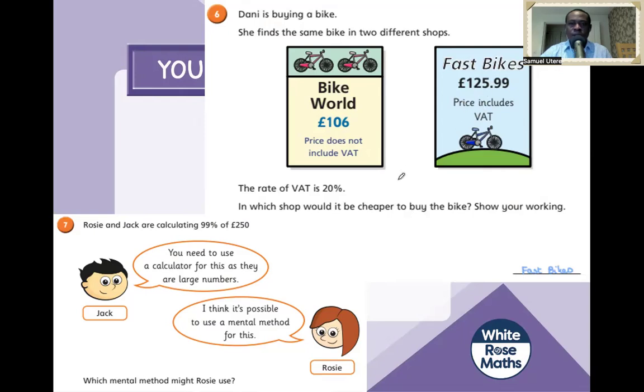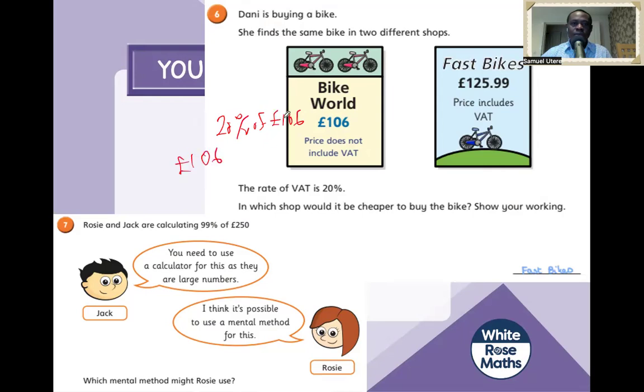So to be able to do that quickly, you do 20% of £106 and then you add that amount to 106. So when you do that, you would see which shop would be cheaper to buy the bike. So remember what you do for this one. So I'll just write quickly. So you do 20% of 106 pounds. And then whatever you get, you add it to 106.